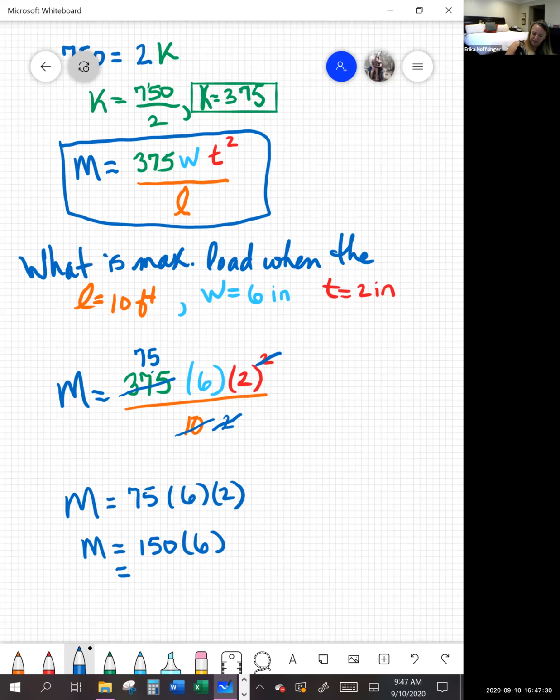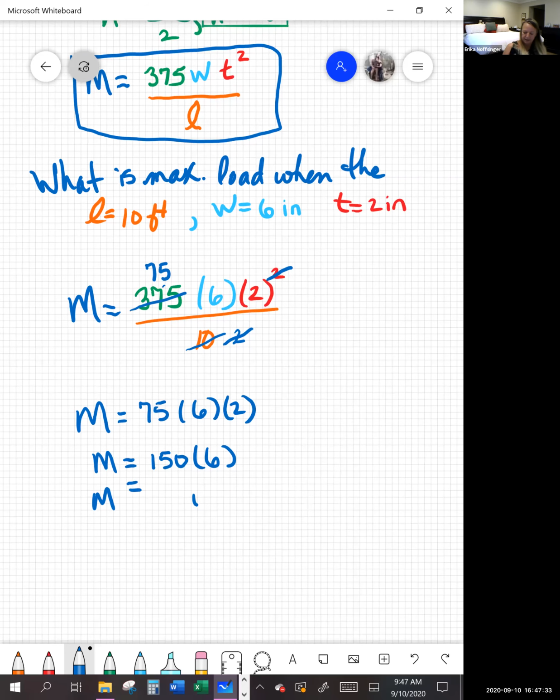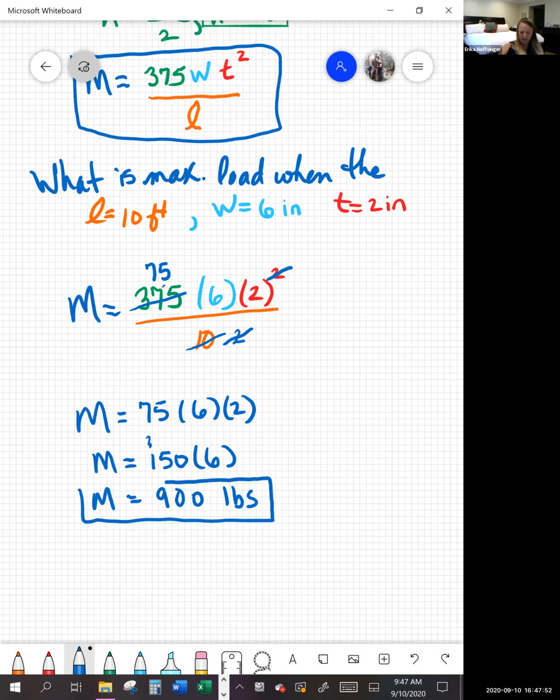So I can multiply. 6 times 0 is 0. 6 times 5 is 30. So I'm going to put my 0, carry my 3. And 6 times 1 is 6, plus 3 is 9. And so we were in terms of pounds. So the maximum safe load for that type of material, with a length of a 10-foot beam, 6 inches wide, 2 inches thick, could hold 900 pounds.